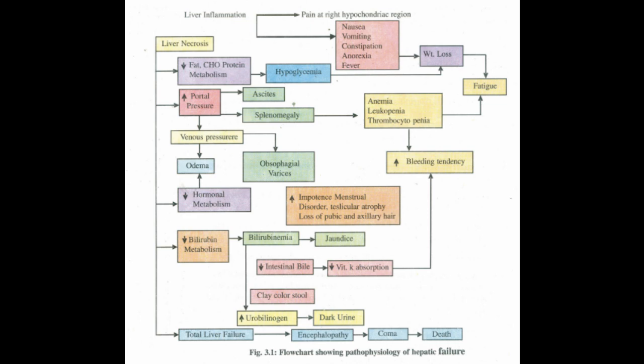BUN and creatinine increased. 2. CT scan of the liver may present decreased size with areas of necrosis. 3. Percutaneous needle biopsy of the liver may reveal the degree of hepatocellular necrosis. 4. Hepatic ultrasonography may demonstrate extrahepatic biliary obstruction and abnormal size of the liver. Other assessments include ECG, EEG, and chest X-ray.